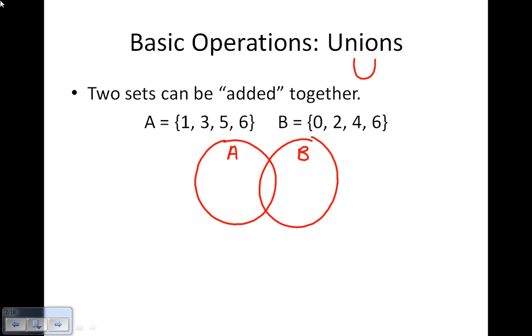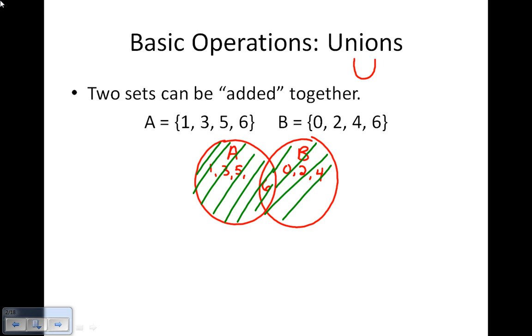So in this case, A is going to be 1, 3, 5, and 6, but notice that 6 also occurs in B, so it goes in the middle. And set B is 0, 2, and 4. The union means to combine them. So when I talk about the union, we're going to look at the entire space that is occupied by both A and B. So the union means combine. So to write this as a function or an operation, we would write A unite B. This means we're going to combine set A with set B.